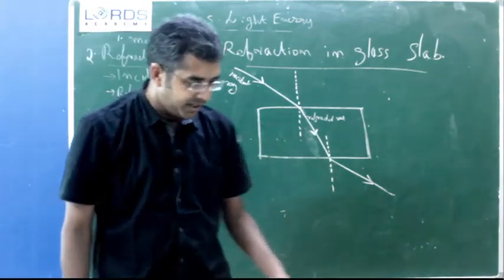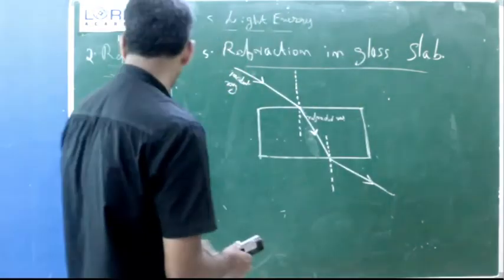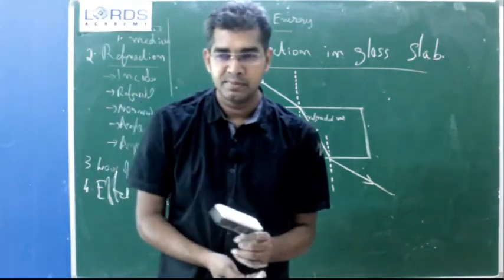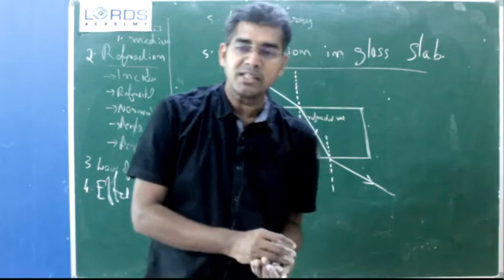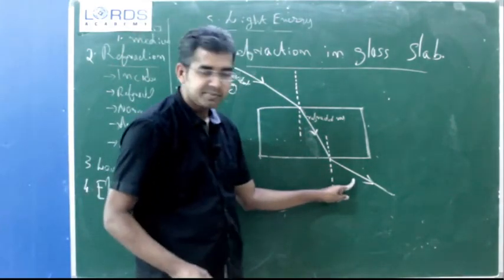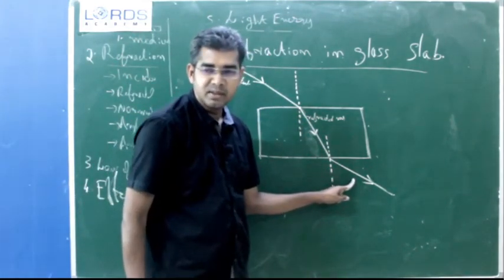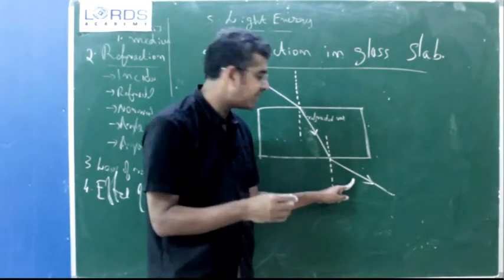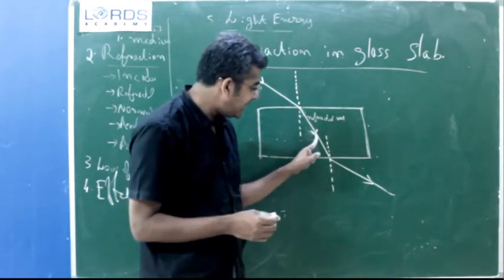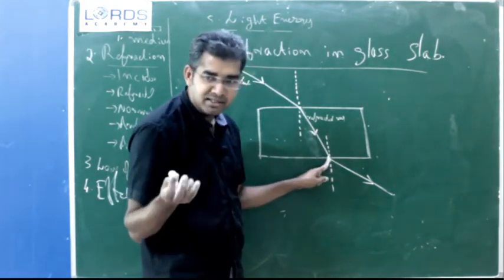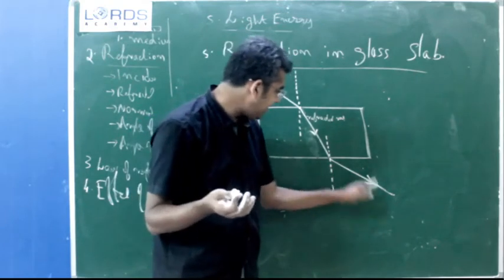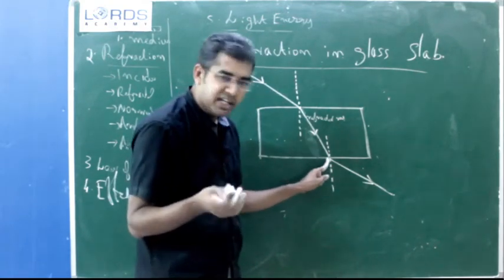Now we are moving to the next concept. What's the name of the third ray? Refracted ray. So this ray is also known as refracted ray. This is a refracted ray. This is a refracted ray. It is also incident, no?